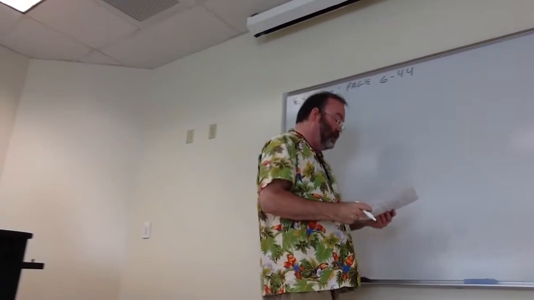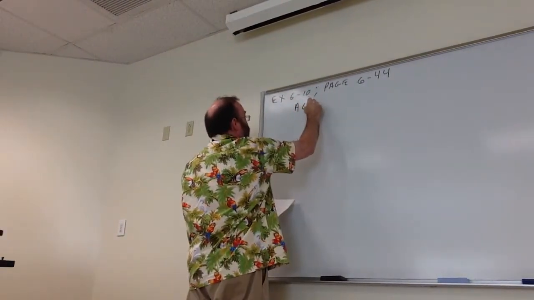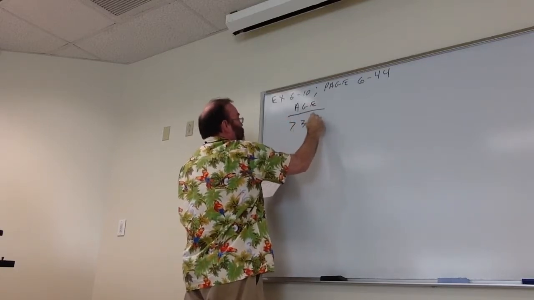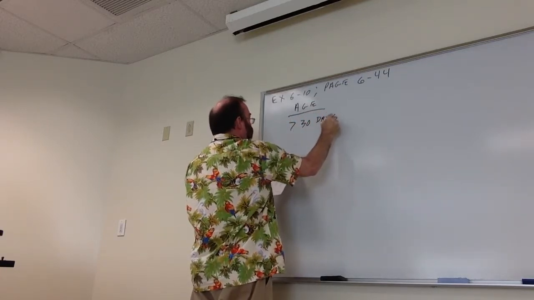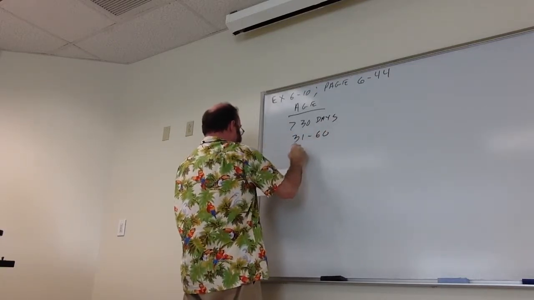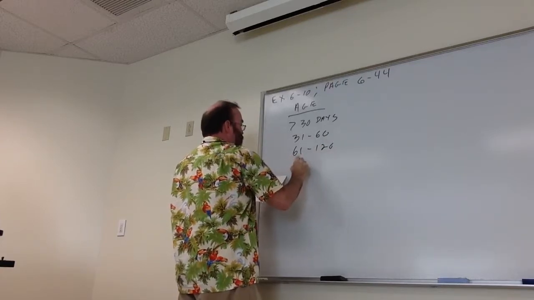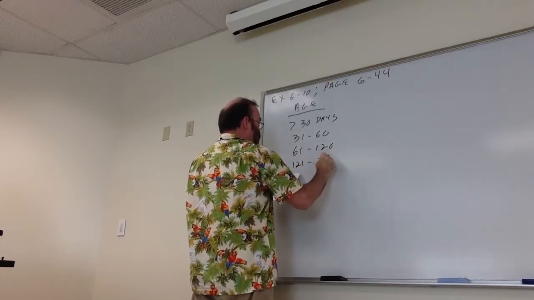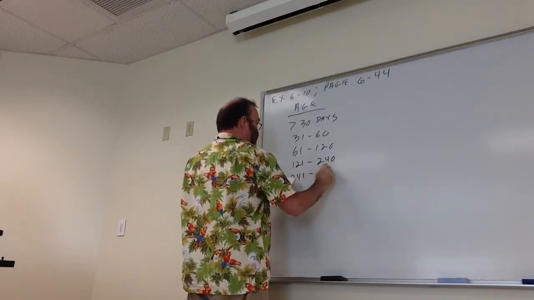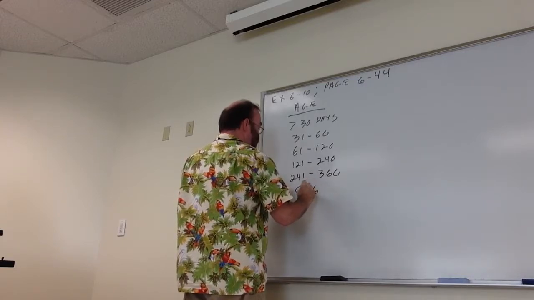So the first thing you're going to do is create your table. So you have less than 30 days, you have 31 to 60, 61 to 120, 121 to 240, 241 to 360, and then greater than 360 days.